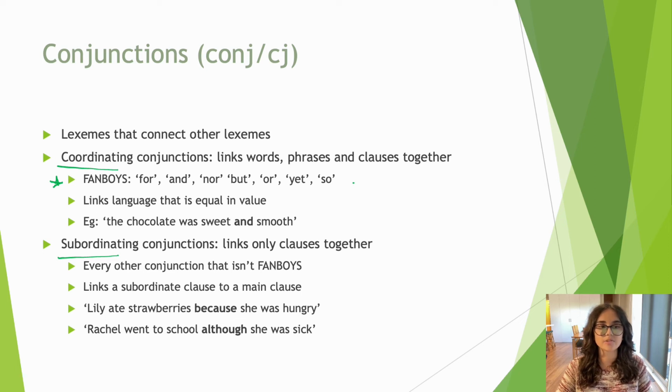And some examples of subordinating conjunctions are because and although. So Lily ate strawberries because she was hungry. Rachel went to school although she was sick. And that is conjunctions. So just remember, conjunctions join words or phrases or clauses together. There's coordinating and subordinating. Coordinating is FANBOYS, subordinating is everything else.